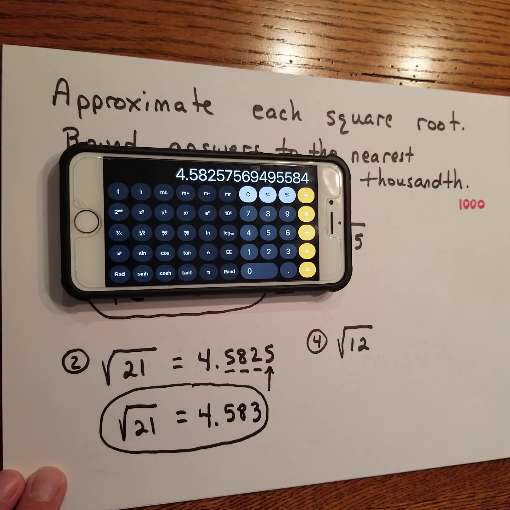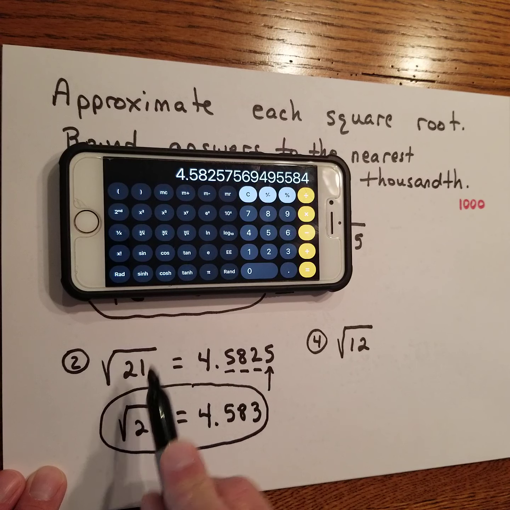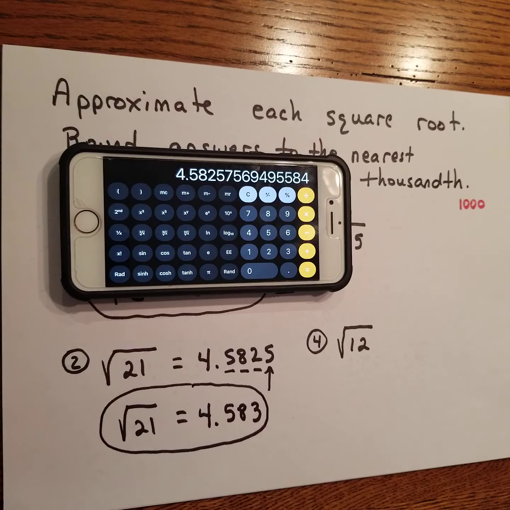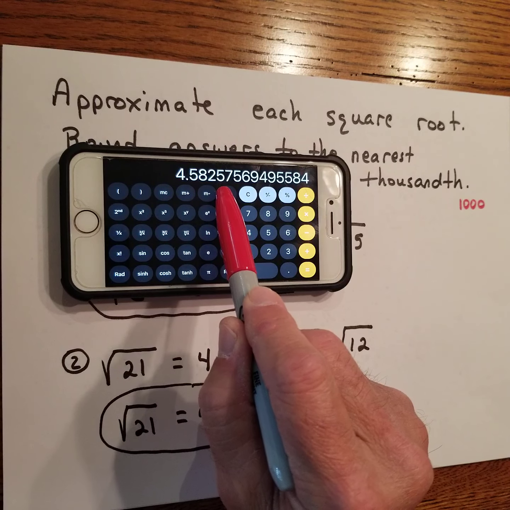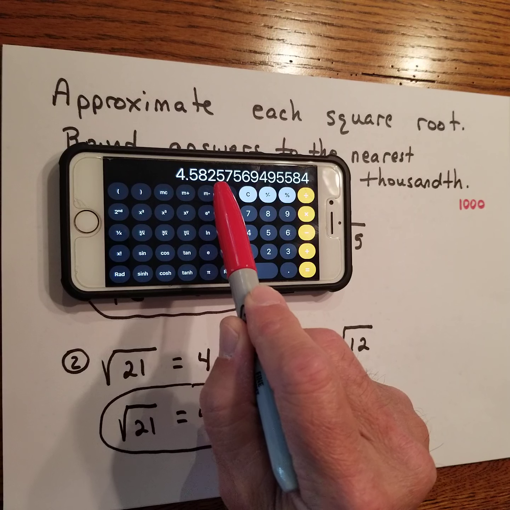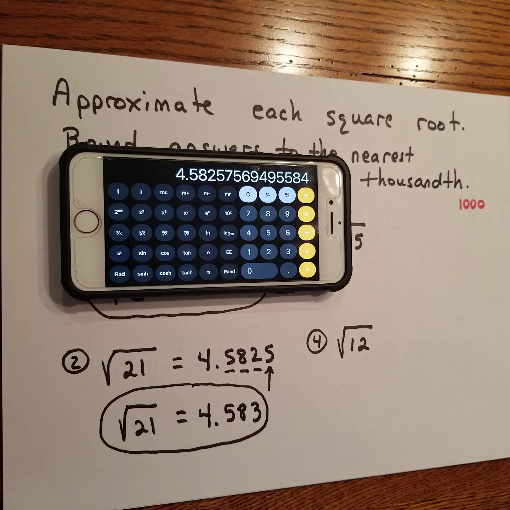Now when you do your homework, all you write down is the problem and the answer rounded to the nearest thousandth. No need to write this down. It's sitting right here on your calculator. You can simply look at your calculator and say 1, 2, 3 place values, check the next one out. It's large, so I round that 2 up to a 3.